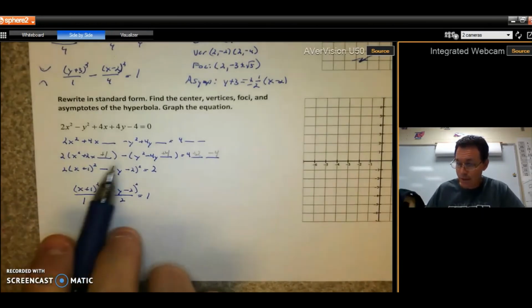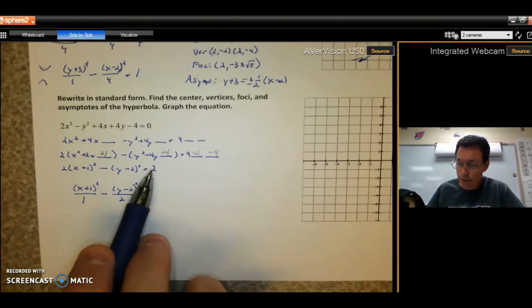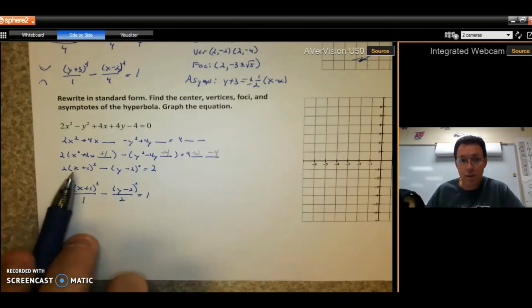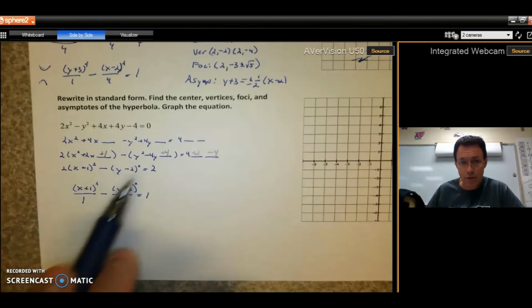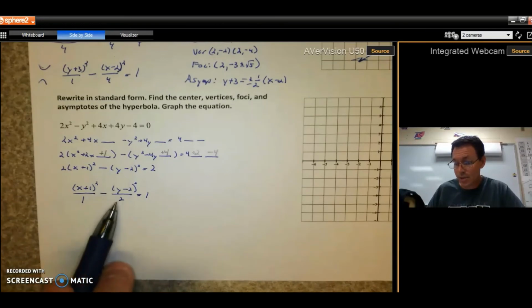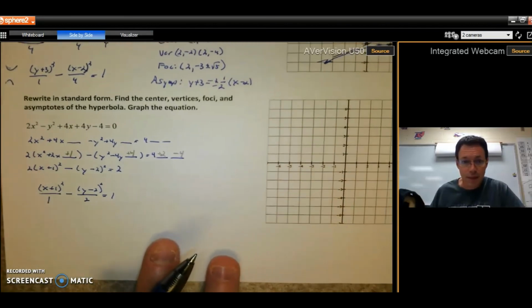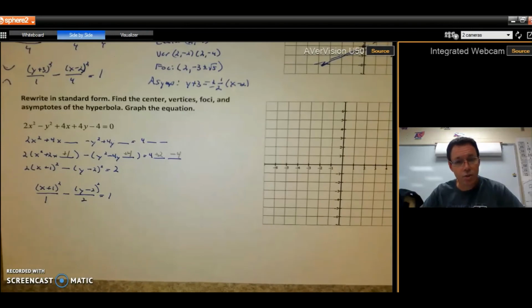This all now factored into these nice perfect squares, and I ended up with a 2 over here, and so I had to divide everything by a 2. That 2 and that 2 canceled, leaving me with this 1. There was nothing here to cancel, so I just have a 2 there. Okay, so from there, I'm ready to graph it. So go back, see if you can see where you made a mistake, and try to fix that. Again, I'm going to pause this now, and then I'm going to graph it. So try to graph it on your own as much as you can.